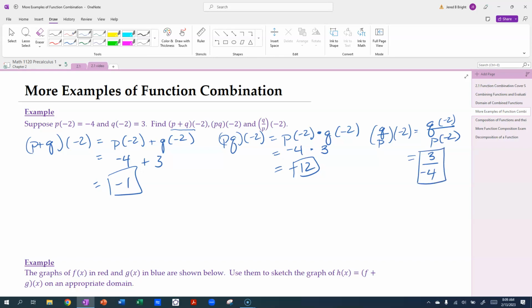So again, you may be given some information about functions. Use the information appropriately according to the definition. That's the big takeaway here.